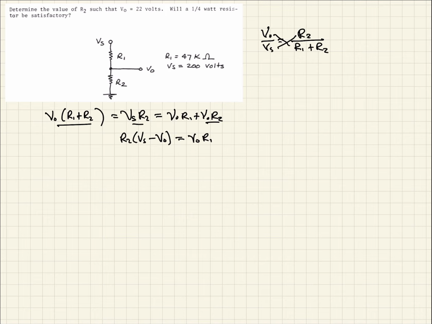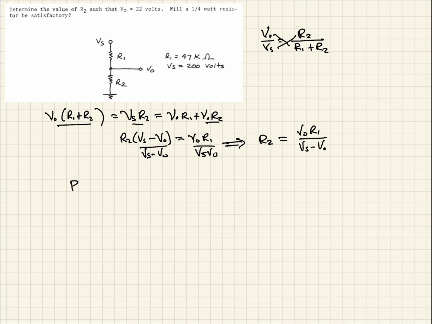Now solving for R2, we just divide both sides by Vs minus V0. That gives us the final result that we're looking for: R2 is equal to V0 R1 over Vs minus V0. Now that we have it in this form, we should be able to plug in our values.